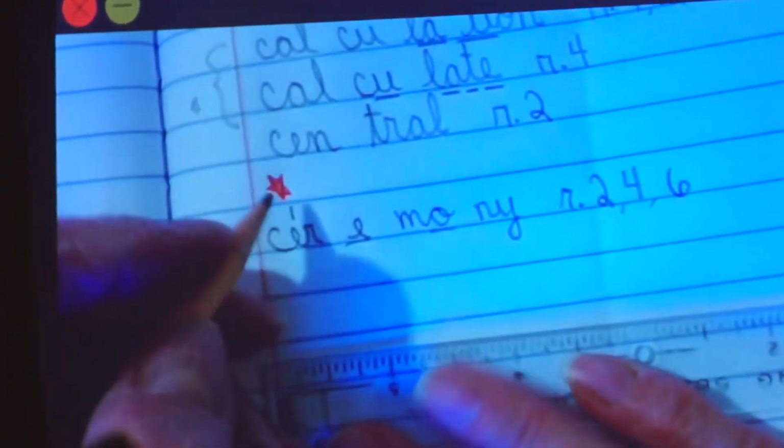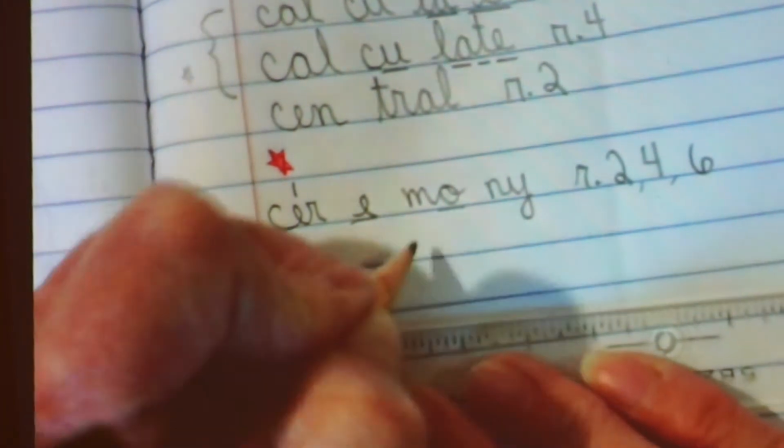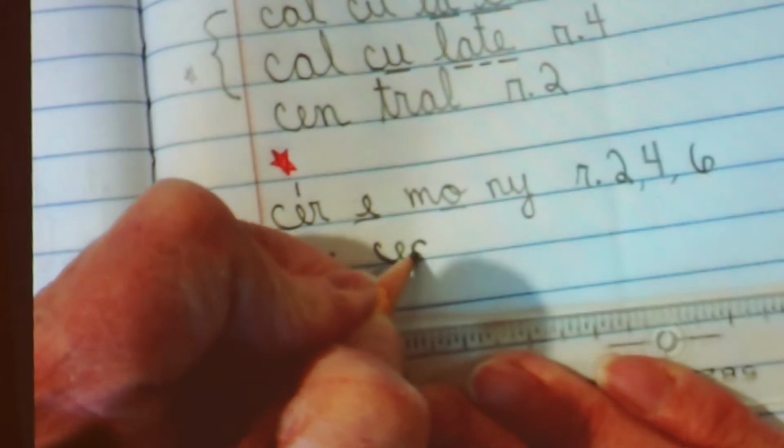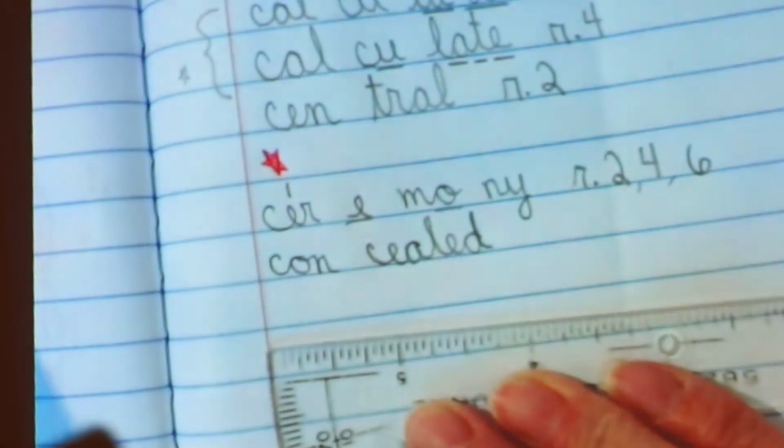Let's see. Okay. The next word is concealed, which means to cover something up, is to conceal it. So this is past tense, concealed. Let's see if we do this right. Sealed. There we go. Concealed.